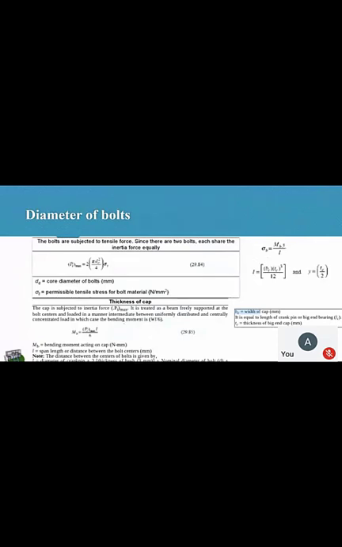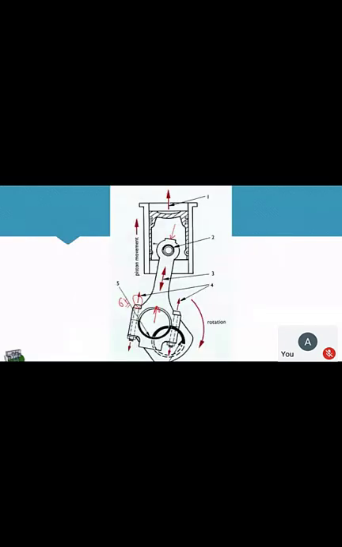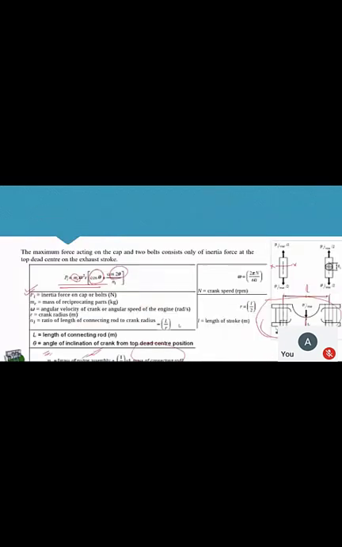From this consideration, I take the maximum moment as WL by 6, where the maximum load is nothing but Pi max. Therefore, I have Pi max times L divided by 6, where L is the length between the two bolts.